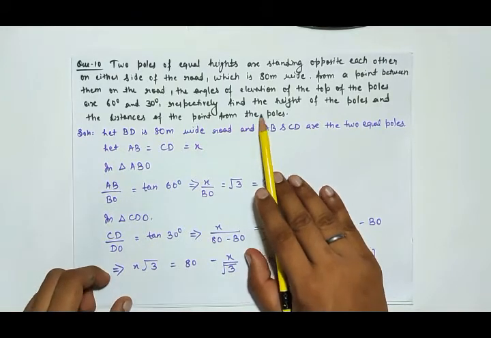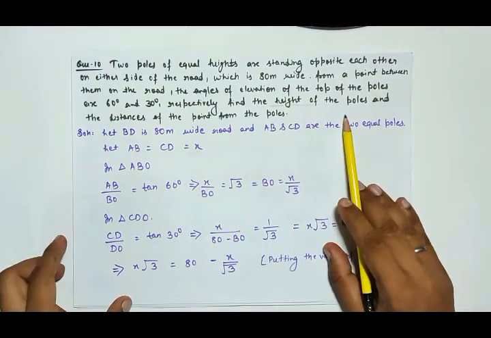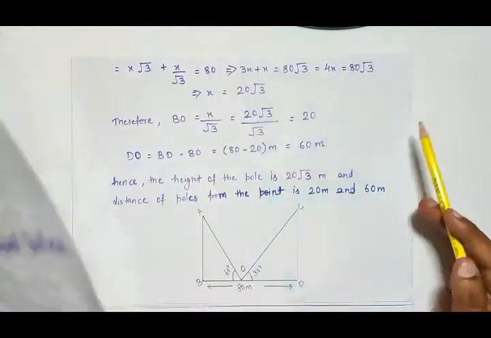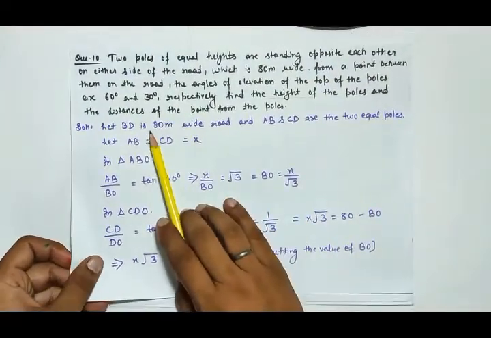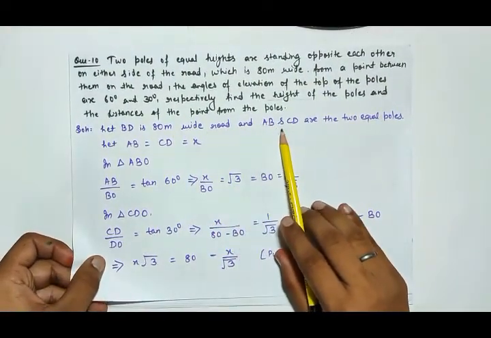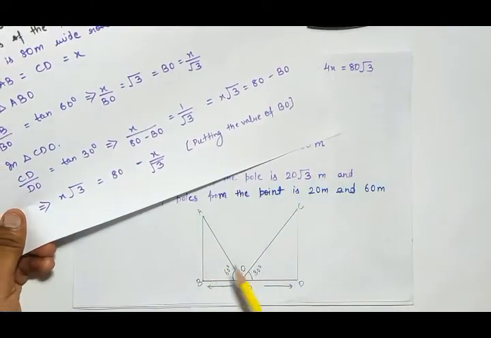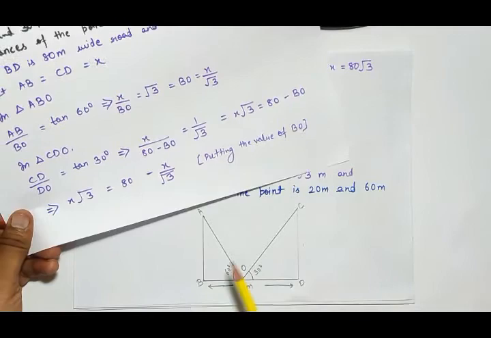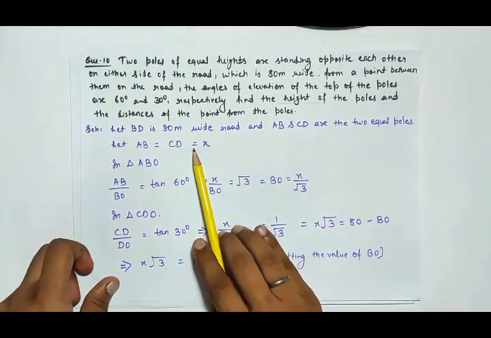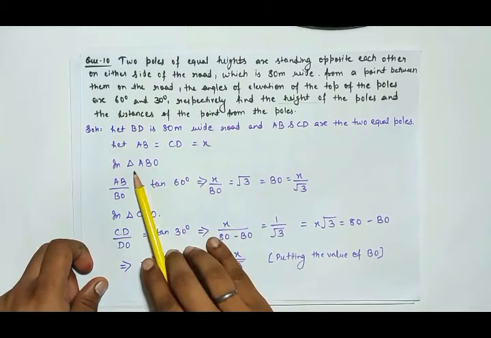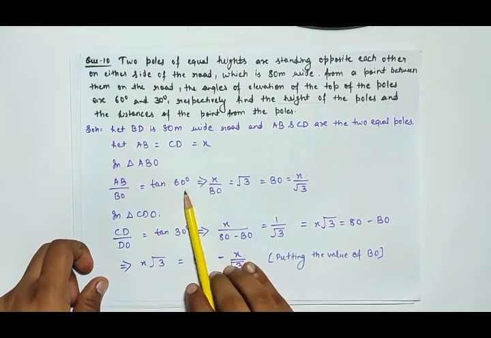Okay, so we have to find the height of the poles and the distance of the point from the poles. The diagram is on the next page. So let's start. Let BD be the 80 meter wide road and AB and CD are the two equal poles. Now let AB equal CD equal X. In triangle ABO, AB upon BO is equal to tan 60 degree.